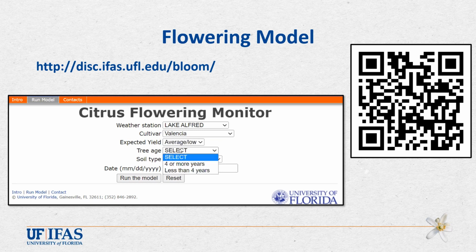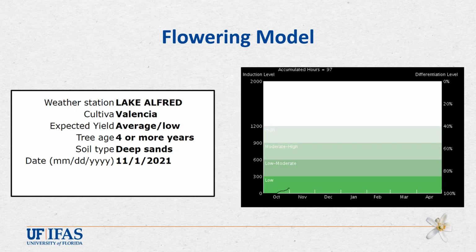We'll now walk through an example of how the flowering model monitors the accumulation of induction hours and predicts bloom dates by looking at the 2021-2022 induction and flowering period. On the left, we have the information entered into the flowering monitor model. In the graph on the right, dates can be found at the bottom along the x-axis. The number of induction hours accumulated are along the axis on the left-hand side. We'll ignore the right-hand axis for now.